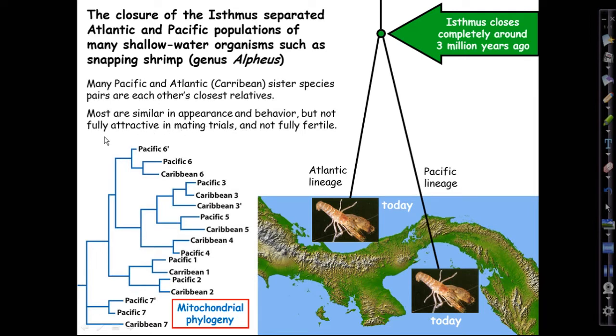But in many mating trials that have been conducted by researchers in Panama, it turns out that in some cases they still mate and make offspring perfectly normally, but many are not very attracted to each other and/or not fully fertile.